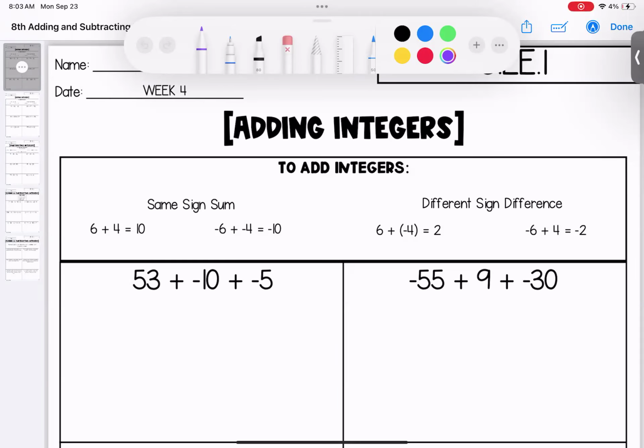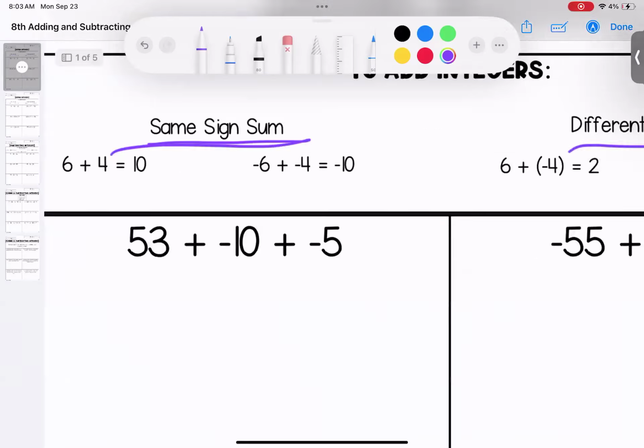Kiddos, welcome to this week where we are looking at adding and subtracting integers. As a reminder, you have that beautiful, glorious, magnificent anchor chart, which gives you reminders of what you are going to be doing. But I also did stick them up here. If we have the same sign, it's a sum, we're going to add them. Different sign, difference, we subtract them.